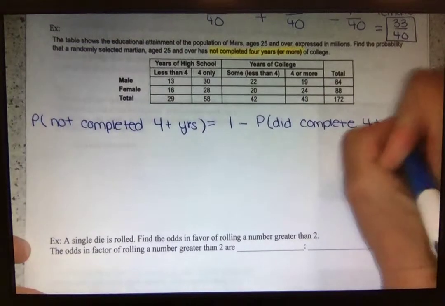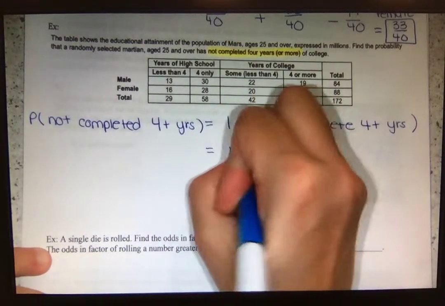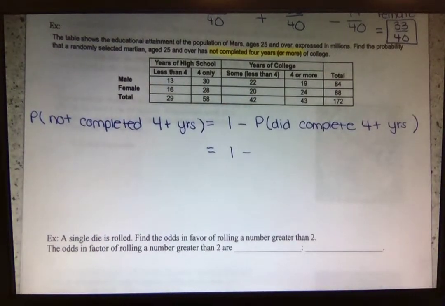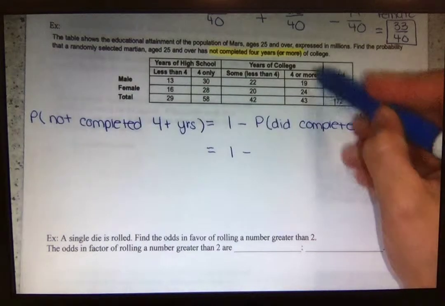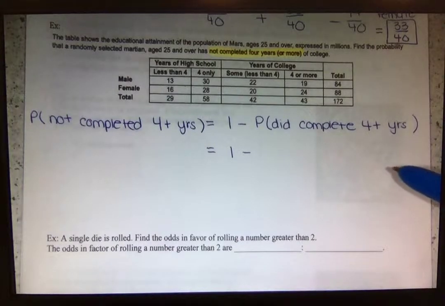Four or more years. So we'll have 1 minus. How many total completed 4 or more years? So we're looking at the 4 or more years column. What is it? How do you get that? Do we add them all together?